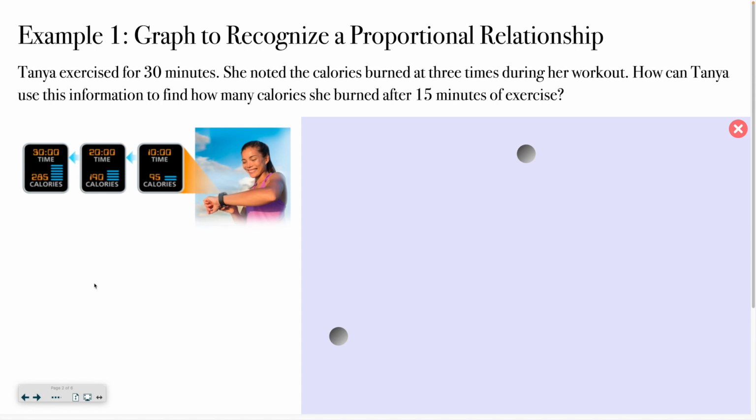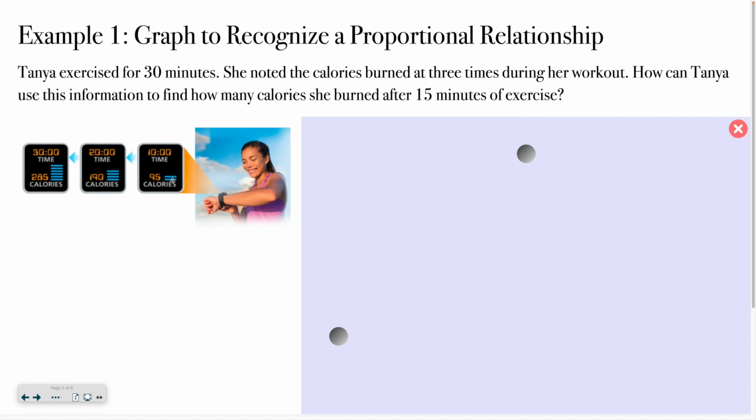So if we look at this, you can see Tanya, picture right here. After 10 minutes, she had burned 95 calories. After 20 minutes, she had burned 190 calories. And after 30 minutes of exercise, she had burned 285 calories. So we are going to take this information and we are going to put it on a graph.